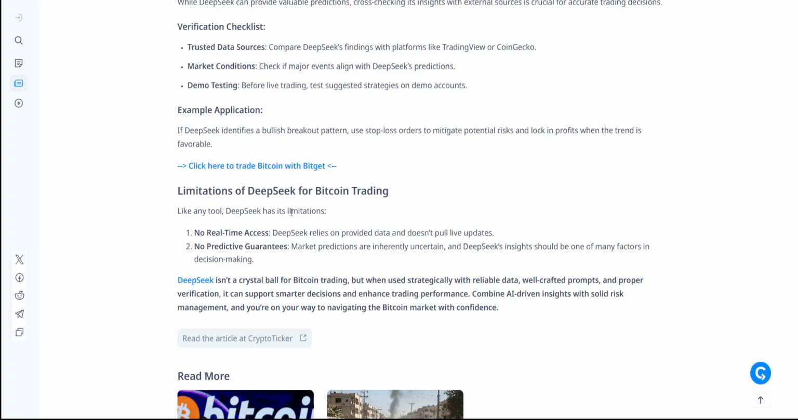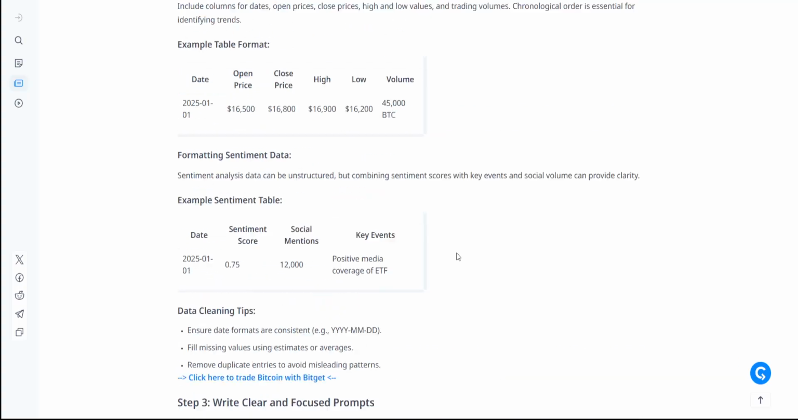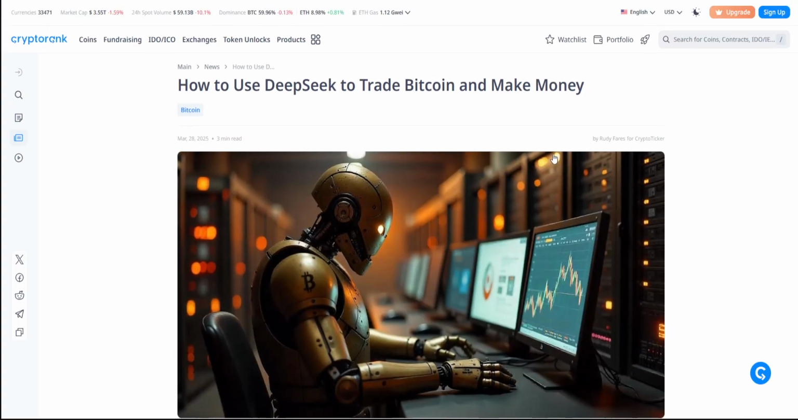Like any tool, DeepSeek has its limitations. There's no real-time access because it relies on provided data and doesn't pull live updates. And it also has no predictive guarantee, so market predictions are inherently uncertain, and DeepSeek's insights should be one of many factors in decision making. And that's basically how you can use DeepSeek to trade crypto.